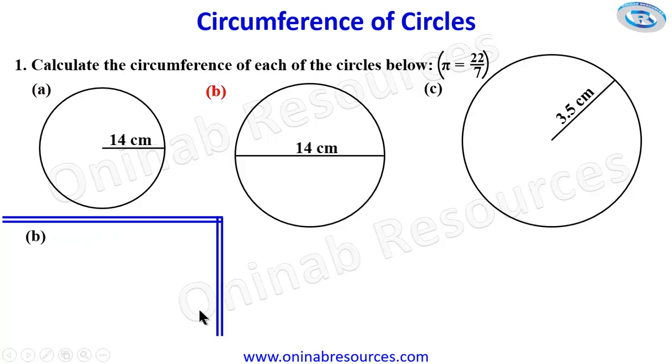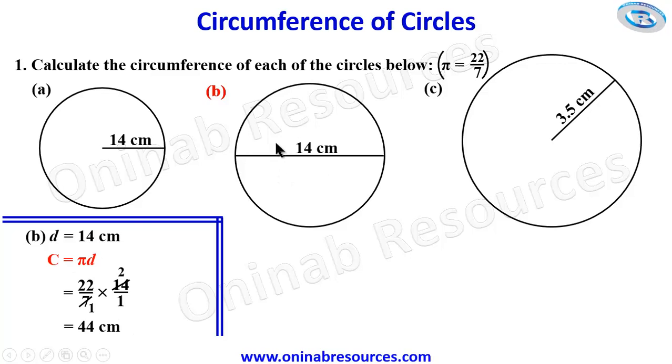So we go to B. For B, we are given the diameter to be 14 centimeters, and the circumference is given as pi d. So we substitute to get the circumference. That's 22/7 times 14/1. 7 goes into 7 gives 1. 7 goes into 14 gives 2. So we have 22 times 2, giving us 44 centimeters as the circumference of the circle with diameter 14 centimeters.